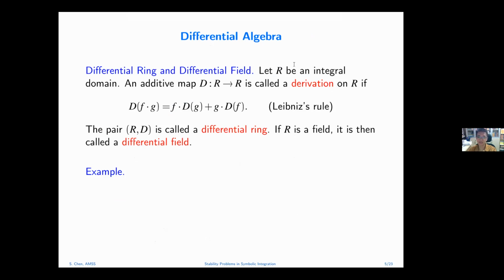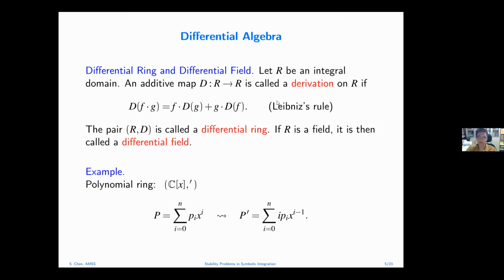So this is like a ring. I suppose people all know: let R be an integral domain, and then a differential ring is actually a ring together with a special operator or map. This is an additive map such that it satisfies the following Leibniz rule. This is called a derivation on this ring, and then the pair is called a differential ring. And if this ring is a field, then we call it a differential field.